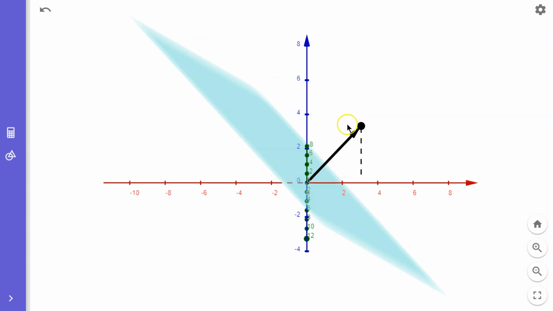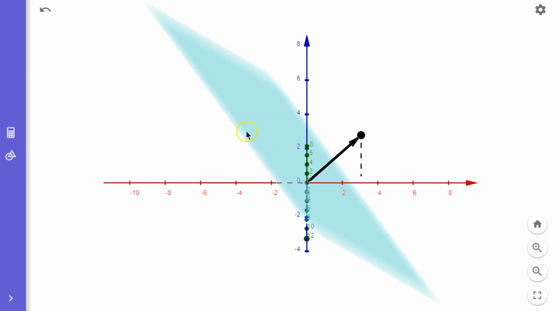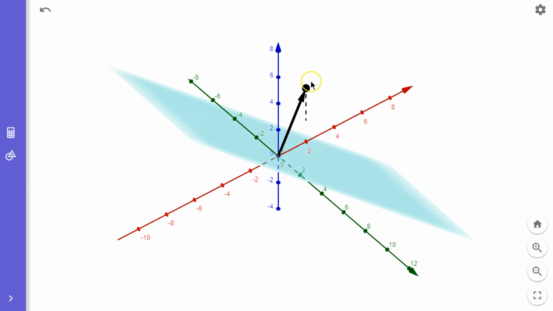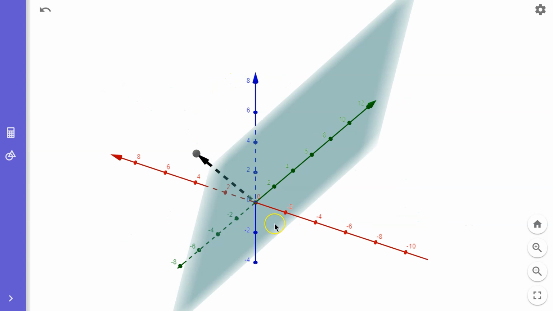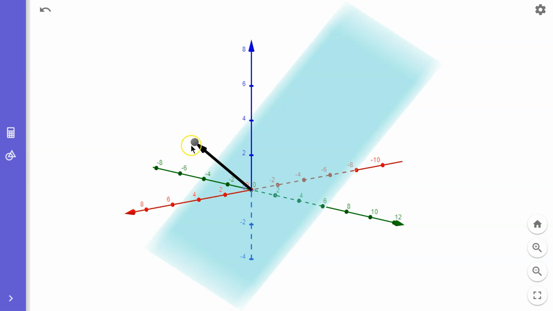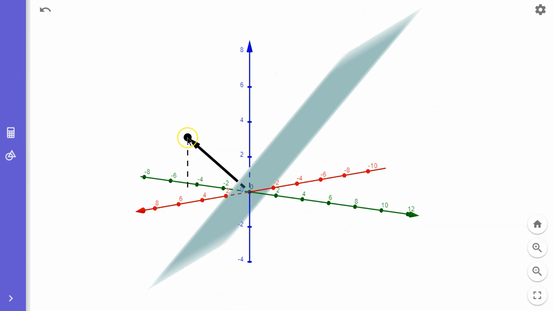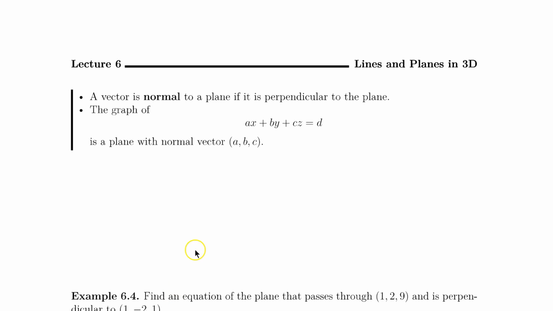Let's say if I move this black point around, you can see how my plane moves relative to this vector. So this vector, again, is called the normal vector. It's a vector that is perpendicular to the line, I mean to the plane. And so one way that we can write out the equation for this plane is to look at its normal vector. A normal vector of a plane is just a vector that is perpendicular to the plane.